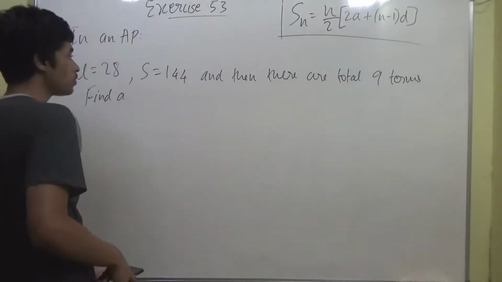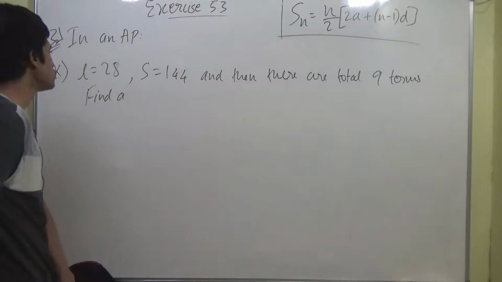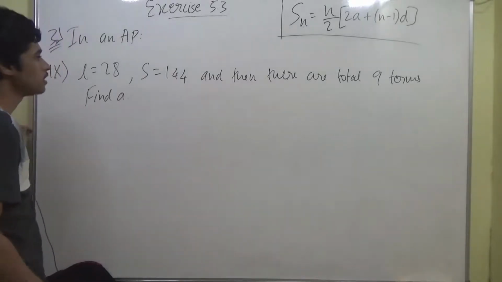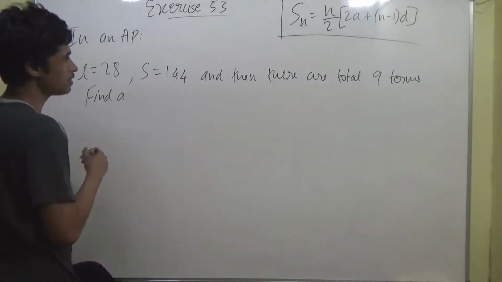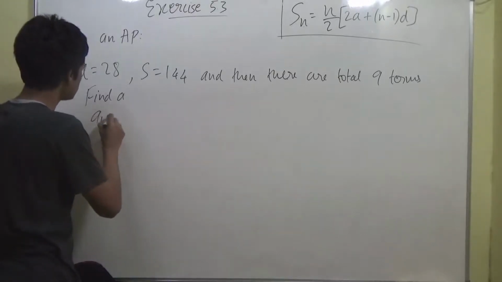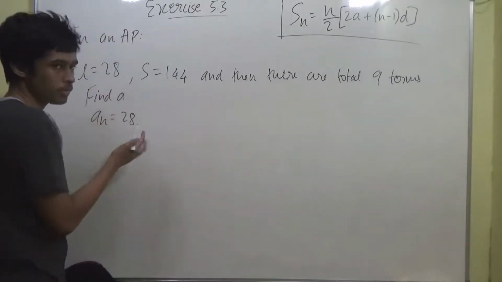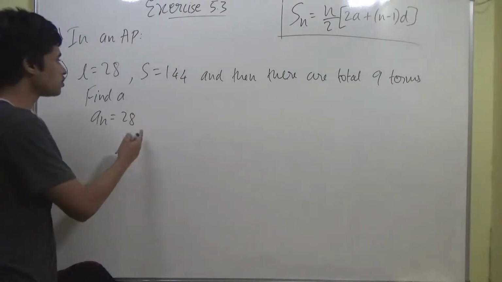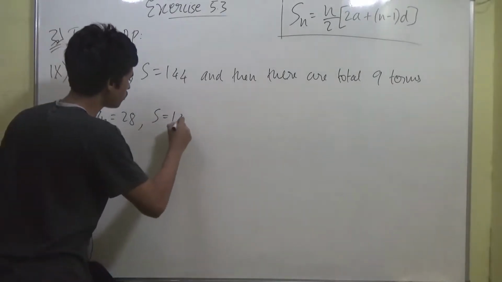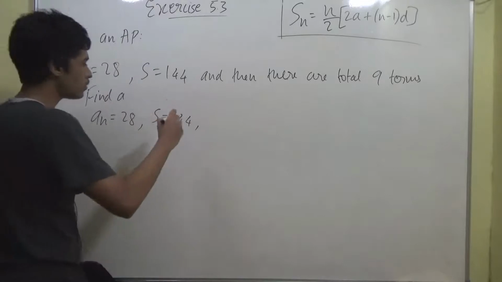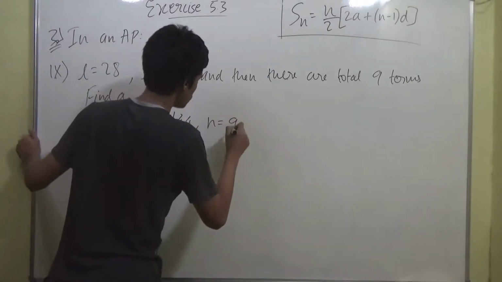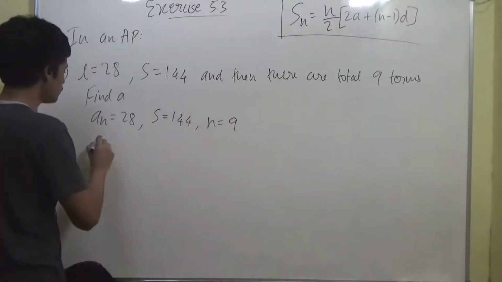Okay, guys, so which formula will you be applying? Same formula. So this L is nothing but a of n, right? They have given the value of a of n as 28, because L is the last term and a of n is also the last term, and S is equal to 144 and n equal to 9, sorry guys, and we have to find the value of a.